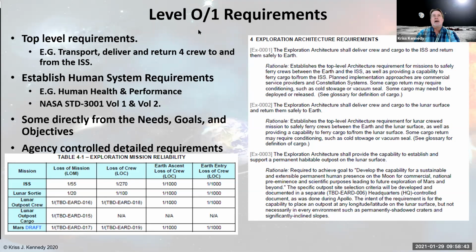So this talks about level 0, level 1 requirements, the high level requirements. So you have your top level requirements, such as transport, deliver, and return crew to and from the ISS. This could be your commercial crew requirements. And this shows over here the idea of what I was talking about. You have your requirement, it's number one. This is the exploration architecture requirement: the exploration architecture shall deliver crew and cargo to the ISS and return them safely to Earth. So you can see how that's a shall, and you can verify that.